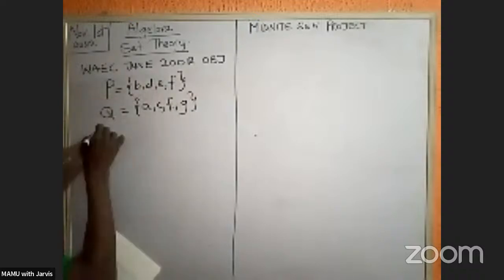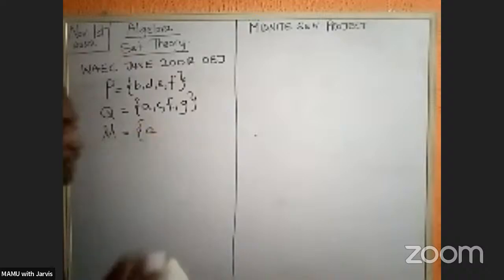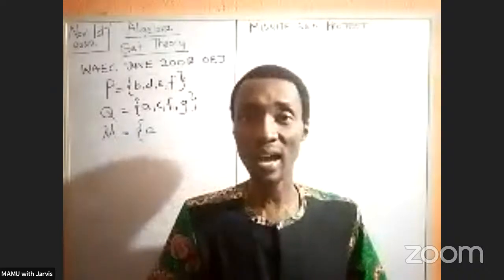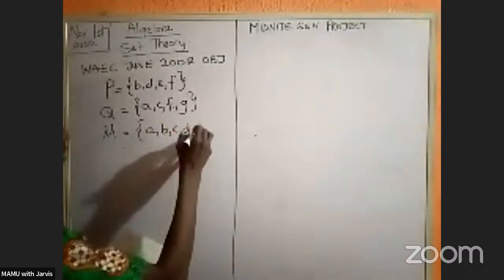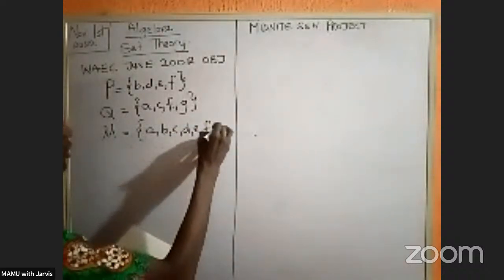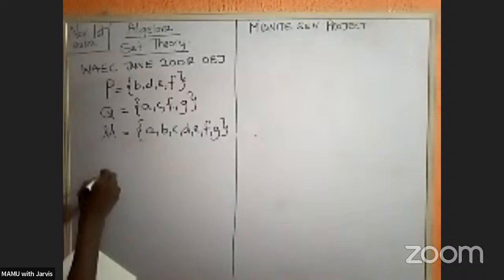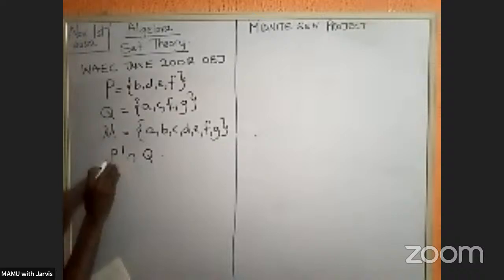Now, we are told that the universal set U has the following elements. The universal set is so important because it tells us the extent to which we can bring in any other item. So this is A, B, C, D, E, F, and G. Is that okay? Now we are told to find P prime intersection Q. To find P prime, it means all the elements in the universal set that are not members of P. So we need to know what P prime is.